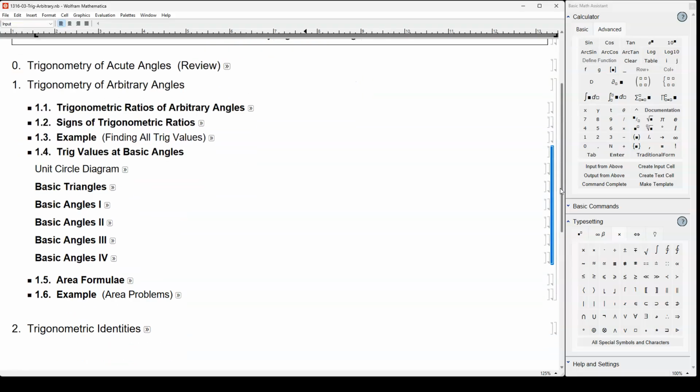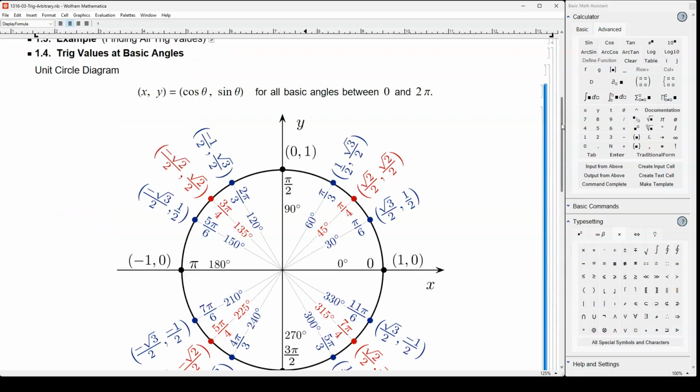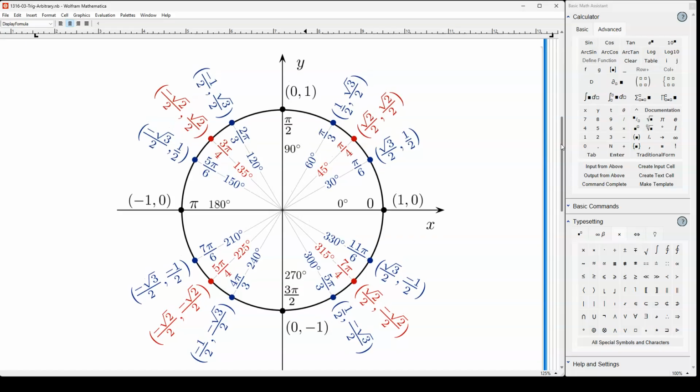And then what's next? Basic angles, all right. Here's a summary, unit circle diagram. X, y are cosine, sine. X over r is cosine, y over r is sine, but this is the unit circle, radius is 1, so no denominator. The x coordinate is just cosine. Cosine of 60 degrees, for instance, is 1/2. Cosine of 4 pi over 3, for instance, is negative 1/2. And then if you're interested in tangent, y over x. So like this one here, 1/2 over negative square root of 3 over 2.